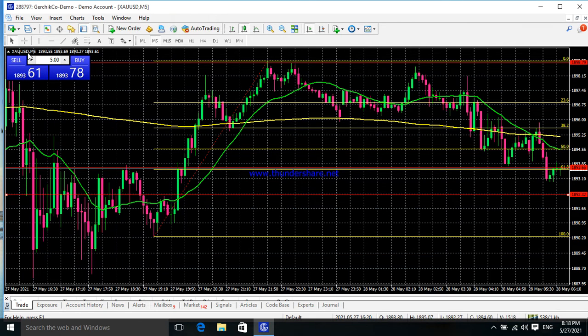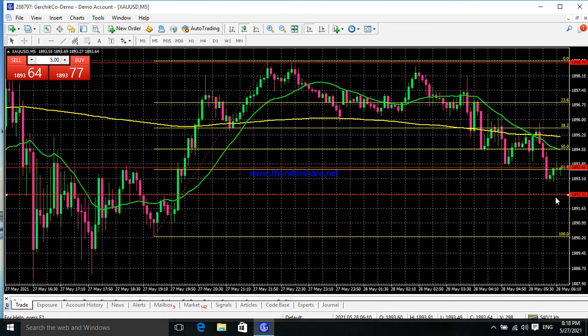This is gold chart M5, and this is the first Elliott wave. This is second, and this one is third. Elliott wave three is complete here, and now is the retracement for Elliott wave four. This is my analysis.